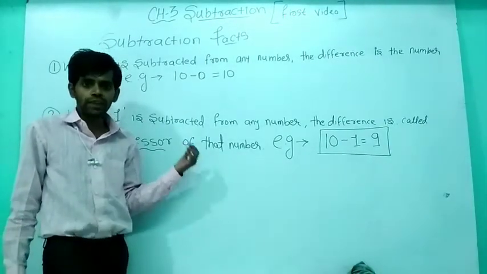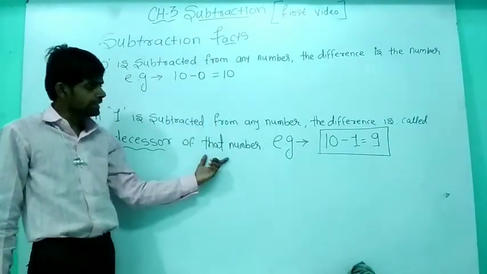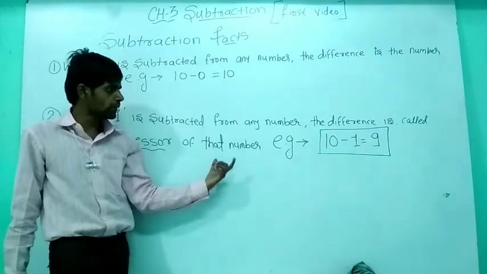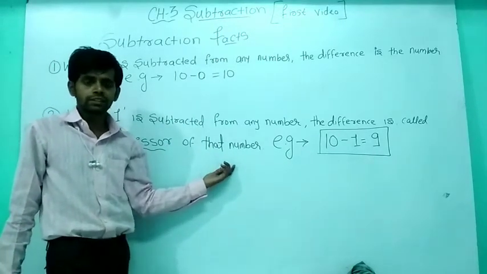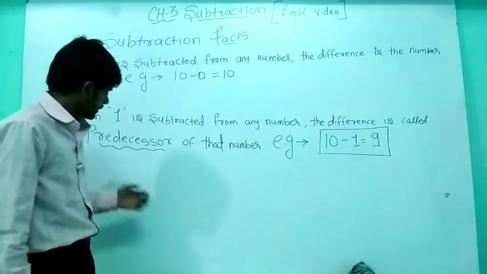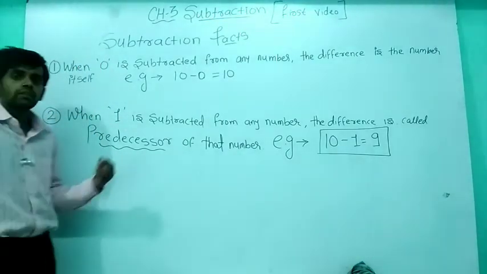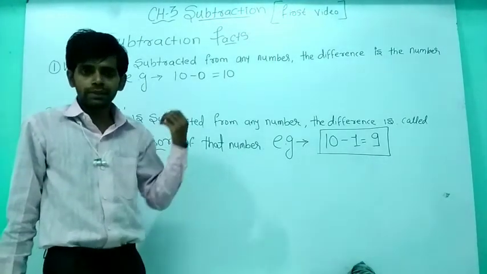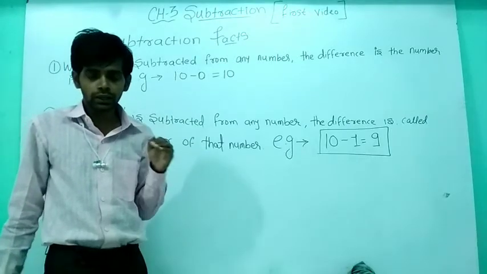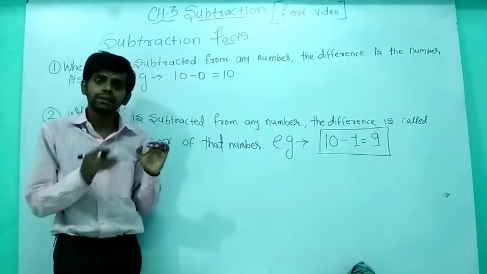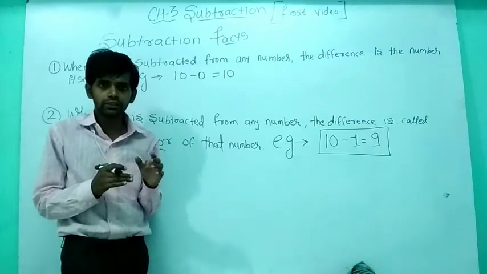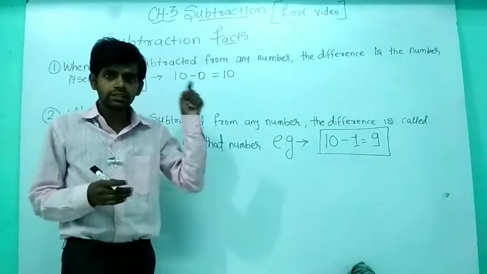Okay students, so we have learned about these two properties. Now we will understand about the third property. So what is the third property? When a number is subtracted from itself, listen carefully, the difference is always 0.